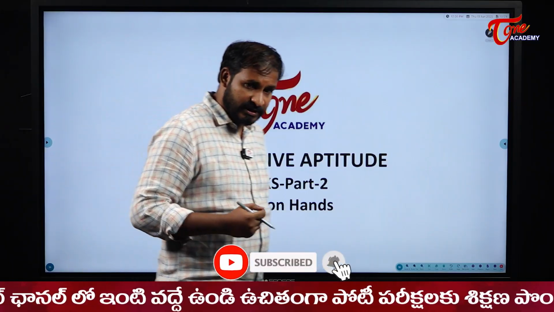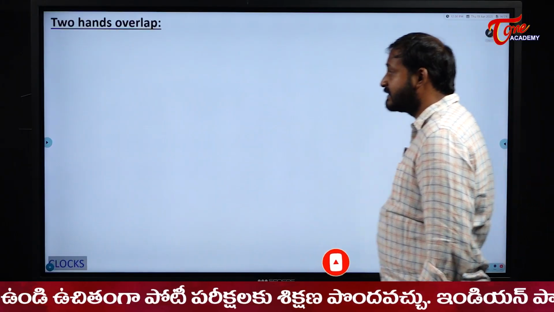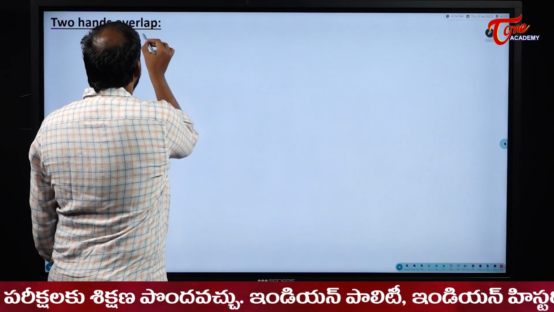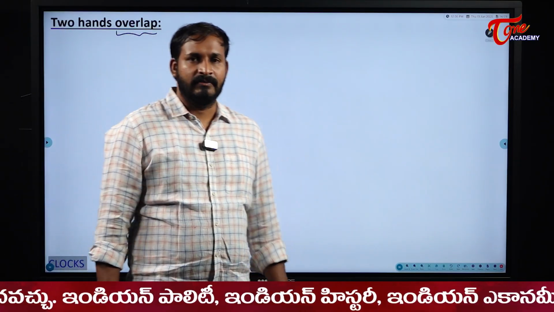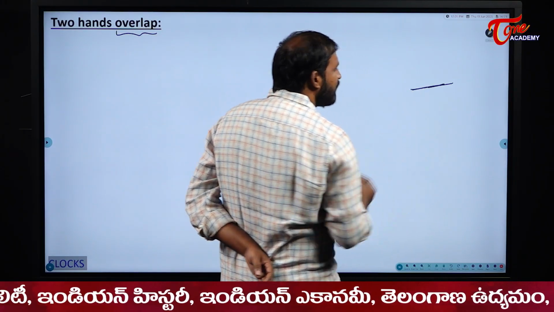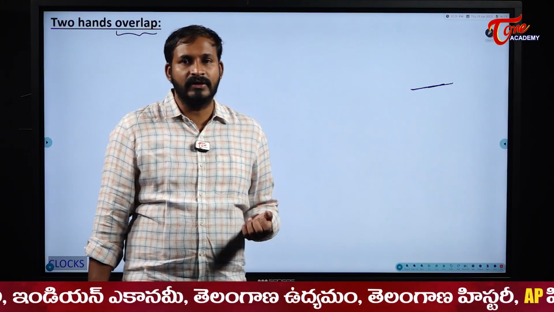So now see here, students, before going to the concepts or the problems, we will discuss the hands. When the two hands of the clock overlap, first of all we should know what is meant by overlap. When can we say two hands are overlapping? If they are one over the other, then the two hands of the clock overlap.